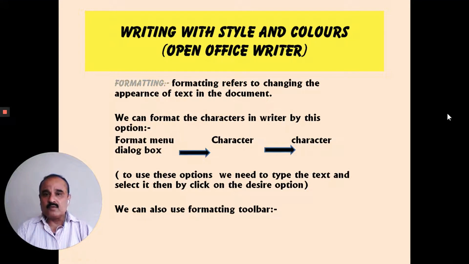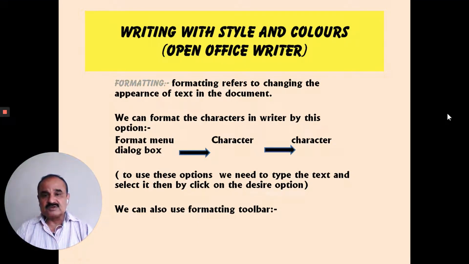We can format the character in Writer by these options. First of all, we have to move to the Format menu, then the Character dialog box. There is a set of options in the dialog box. The dialog box provides so many options like font type, font size, bold, italic, underline, all these sets are given there. We have to use these options and make our document according to our desired needs.